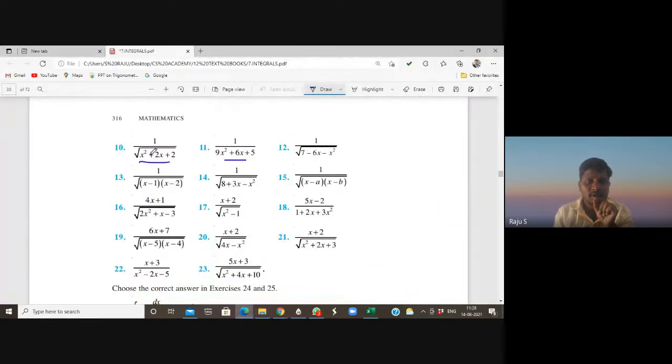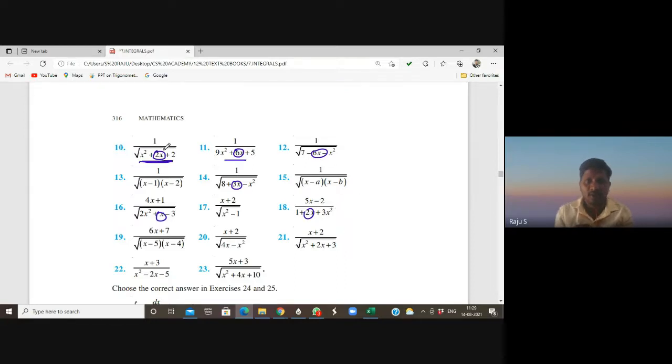See here, this question, you can change it by completing the square. We don't want x here. Here x is there, there is no formula. X is there, no formula. Multiply here, x is there, no formula. It is somewhat standard form, but it is no formula. So this and all, we can convert into standard form.